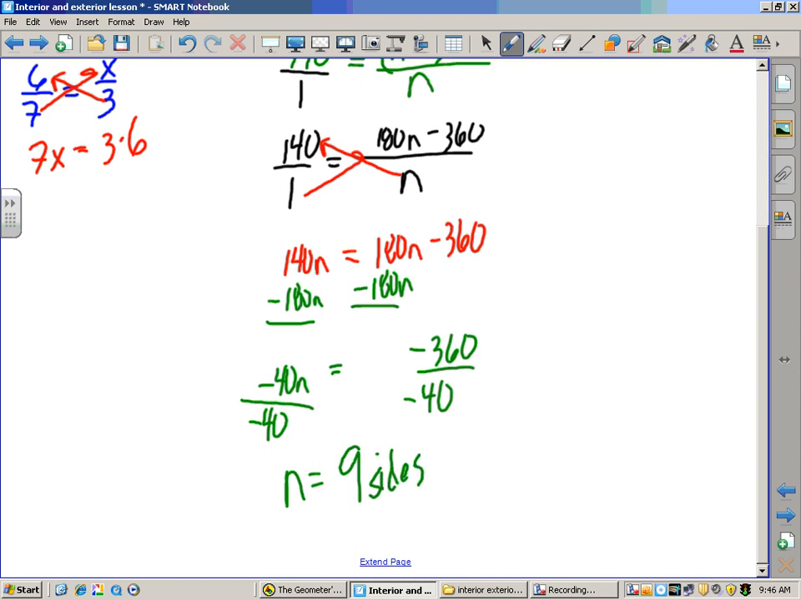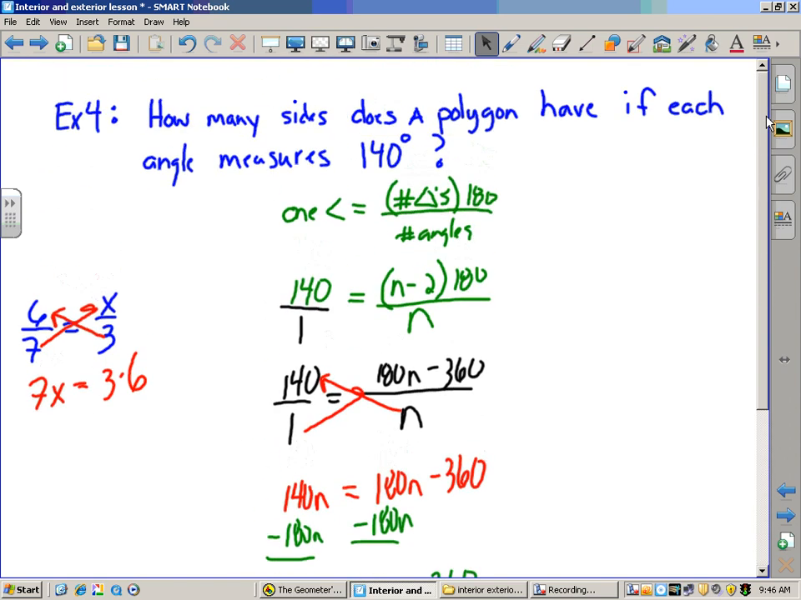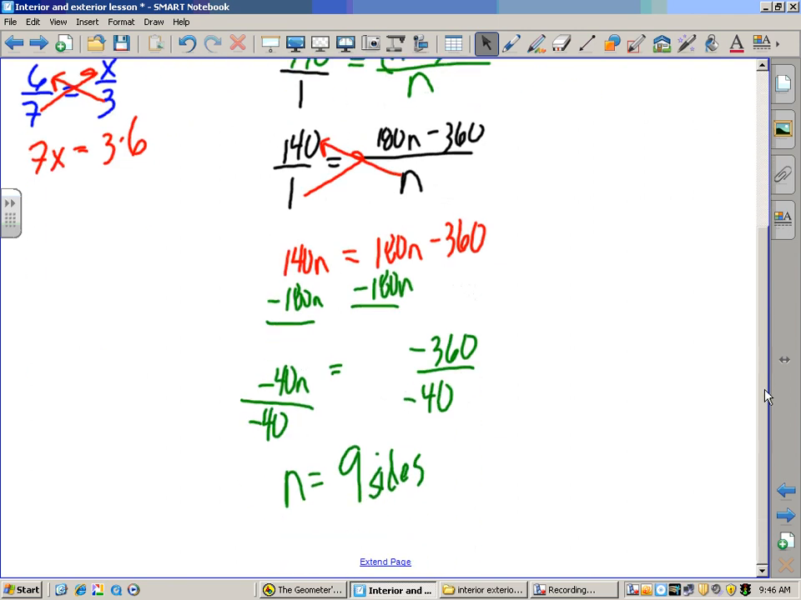A nonagon. Some of you will be typing in your calculator, just typing in numbers and dividing it out and guessing and checking. I'm not going to accept any guessing and checking answers. You're going to have to come up here and solve. Solving on this one takes a couple steps.